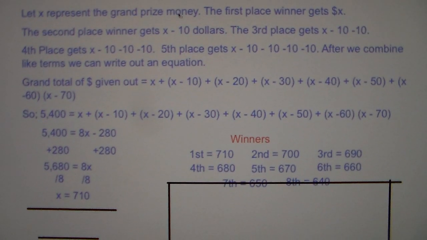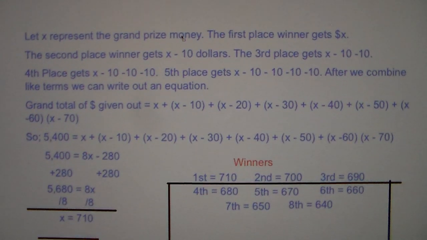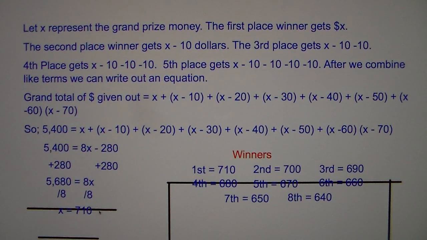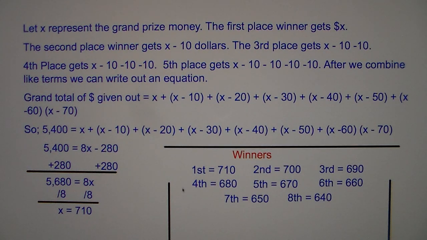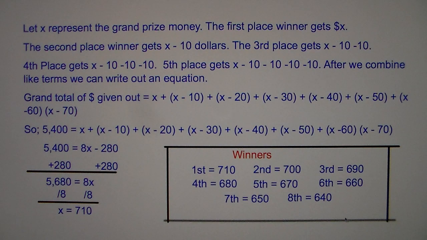So we'll slide this up. And hopefully everything runs nice and smooth here. So let X represent the grand prize money. The first place winner gets X amount of dollars. Because we got to figure that out, find out the value of X. The second place winner gets the grand prize money minus 10, because that's what they said in the word problem. That's what's given to us. We subtract $10 from each place, starting from the second place on forward.